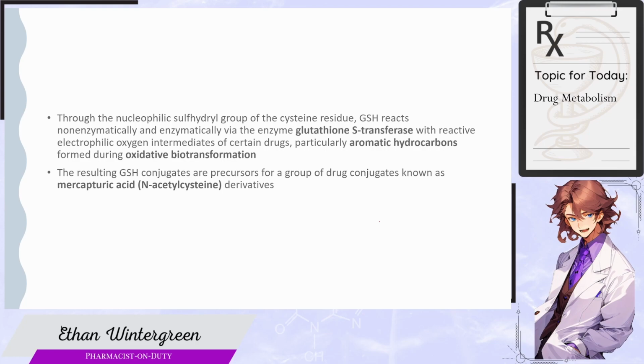Through the nucleophilic sulfhydryl group of its cysteine residue, glutathione, GSH, reacts non-enzymatically and enzymatically, via the enzyme glutathione S-transferase, with reactive oxygen intermediates, particularly aromatic hydrocarbons formed during oxidative biotransformation. The resulting GSH conjugates are a precursor of the drug conjugates known as mercapturic acid or N-acetylcysteine derivatives.